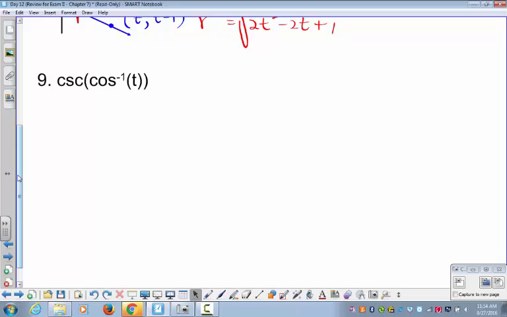Inverse cosine of t. Don't know what it is. Draw a picture. Whenever you're confused, draw a picture.